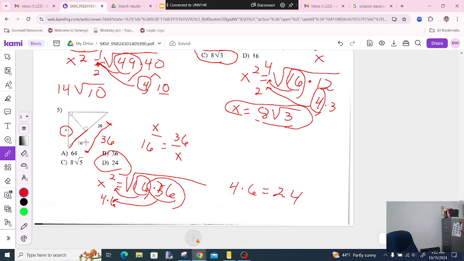And if you're using my calculators, you're going to have to change it to degree mode before we start. I'm going to teach you all how to do that.